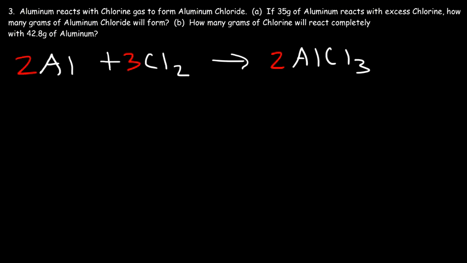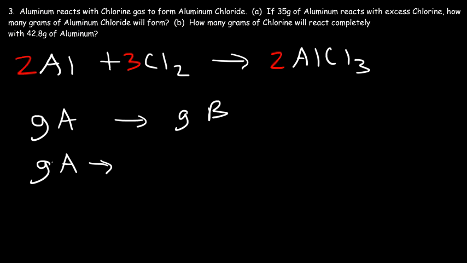So this is a gram to gram conversion. We need to convert the grams of substance A to the grams of substance B. Now there are 3 steps that we need to perform to complete this process. First, we need to change the units from grams to moles. So we need to go from grams of A to moles of substance A. And we need to use the molar mass of substance A to do that.